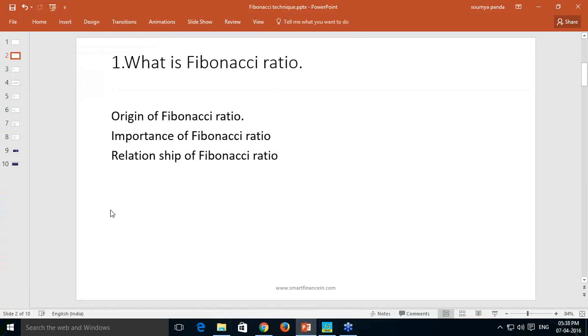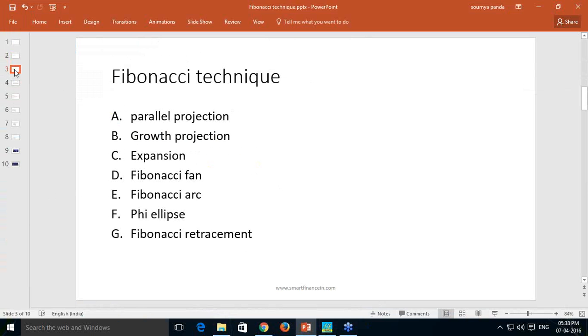Coming to the subject of these Fibonacci ratios, you have now seen how these Fibonacci ratios are derived. Then the techniques we need to implement in our technical analysis are parallel projection, growth projection, expansion, and Fibonacci retracement. These are the four studies associated with the Fibonacci ratios directly. Then indirectly we have three studies: Fibonacci fan lines, Fibonacci arc, and phi ellipse. These are the indirect studies of the Fibonacci.